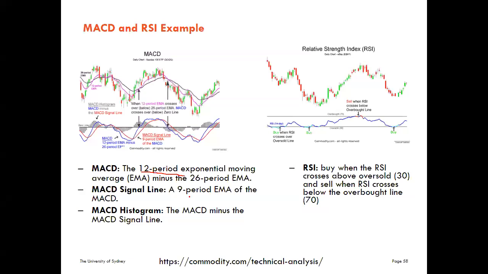So that's why you have a period here. It's a set period. 9 period means 9 bars, and those bars could be anything. It could be days, weeks, months, or minutes or seconds. And then the histogram is this one. These are the histograms.